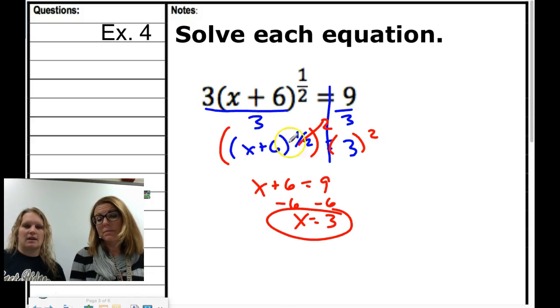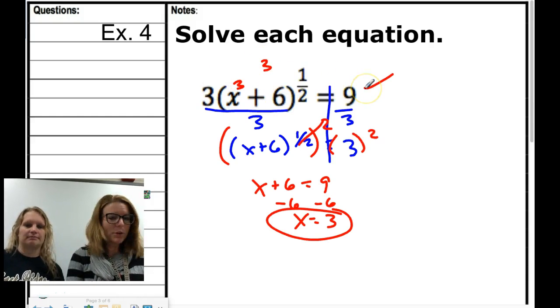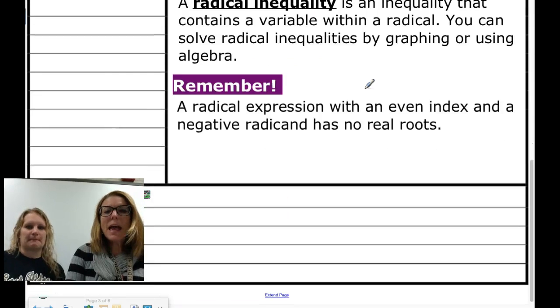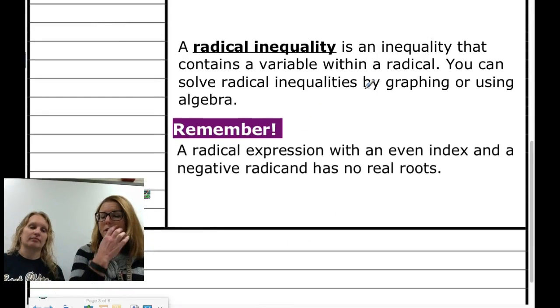And we have to check it. So if we plug the 3 in, we get 9. The square root of 9 is 3. 3 times 3 is 9. We're done. Perfect. Easy. Now we're done with those rational exponents.